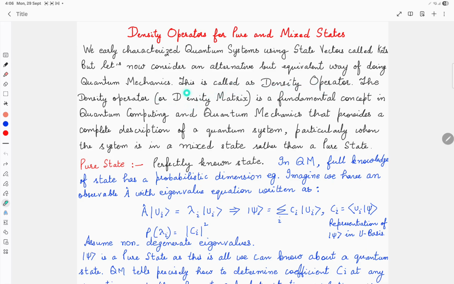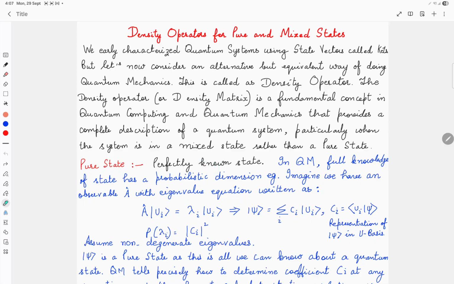The density operator, also known as the density matrix, is a fundamental concept in quantum computing and quantum mechanics. This density operator helps us provide a complete description of the quantum system, especially when the system is in a mixed state rather than a pure state. When the system is in a mixed state, density operators are very useful to represent the system, because in that case state vectors won't be able to represent it. If the system is in a pure state, then both density operators and state vectors are helpful. But in the case of a mixed state, density operators are needed, and state vectors won't be able to represent the system.